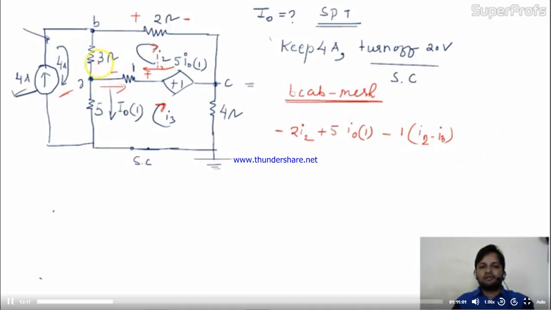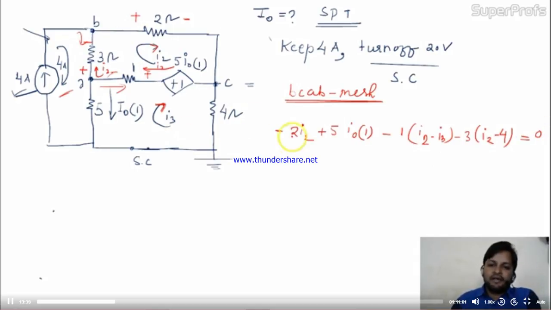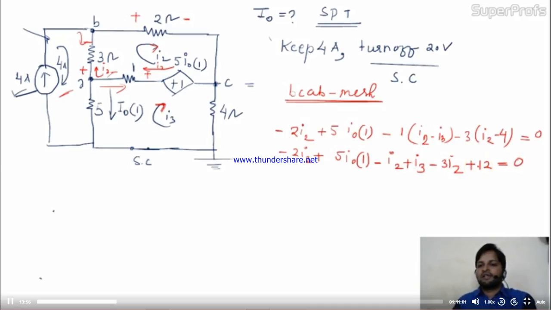And come to the 3 now. This minus 3 again. The current is I2 minus 4. 4 is the current coming from this side, I2 is the current coming from this side. Is it okay? And I2 is greater than 4. So I2 minus 4, and the value of resistance is 3, and the drop is minus, so I'm taking it with a minus sign. We can simplify this equation further: 2I2 plus 5I01 minus I2 plus I3 minus 3I2 plus 12 equal to 0. Is it clear to you?